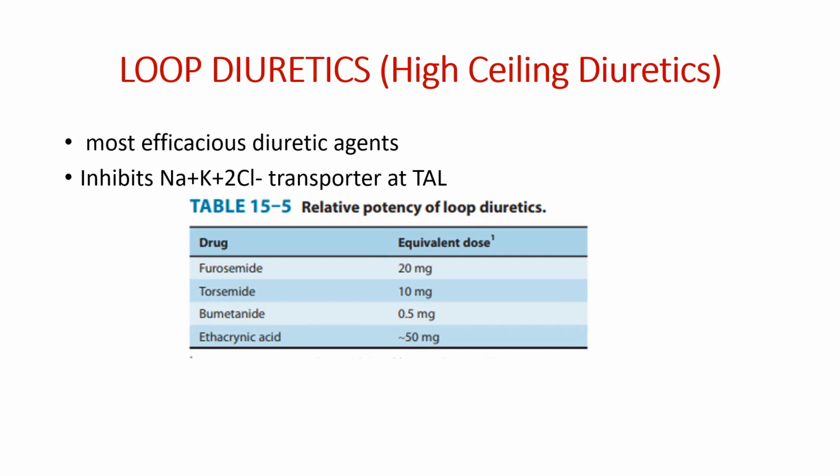And this is the relative potency of loop diuretics. So you have drugs like furosemide, torsemide, bumetanide, and ethacrynic acid. Here you can see bumetanide is the highly potent loop diuretic, followed by torsemide and then furosemide.